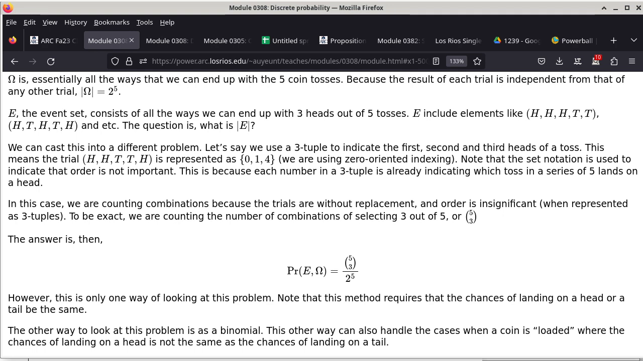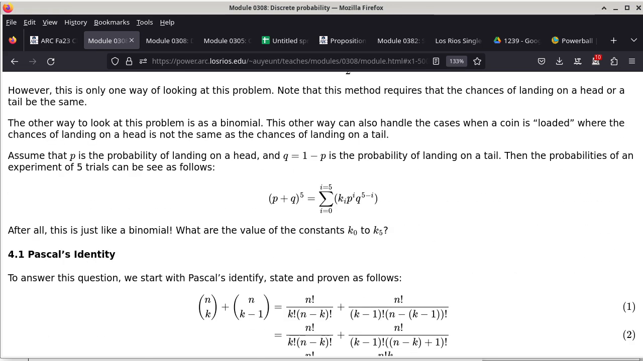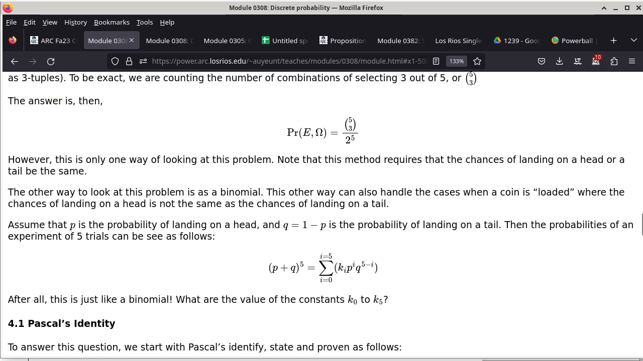So the chances of getting 3 heads and 2 tails in the case of a coin that is not loaded is about 1/3. Okay, so that doesn't sound too bad, I hope. So now we move forward, and we ask, that seems to have something to do with binomials, okay? What I mean by that is, if you think about a coin that is loaded now, okay?